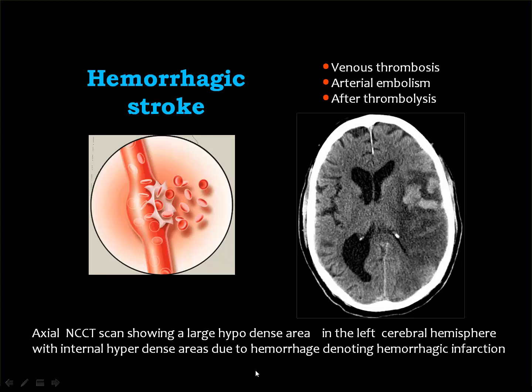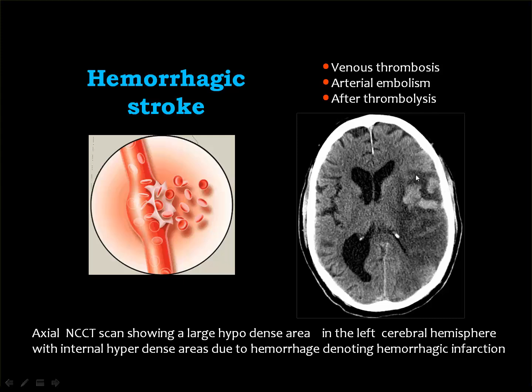Then what are the causes of hemorrhagic stroke? Number 1, venous thrombosis. Number 2, arterial embolism. Number 3, the medications after thrombolysis, whether it is by anticoagulant or injected through the vessel by catheter.